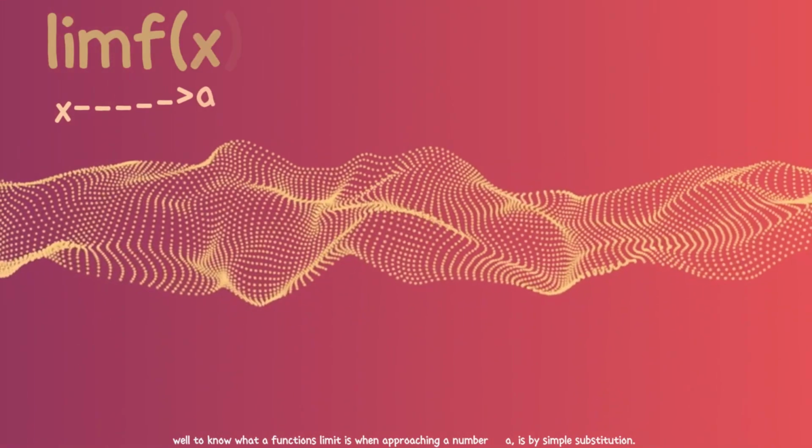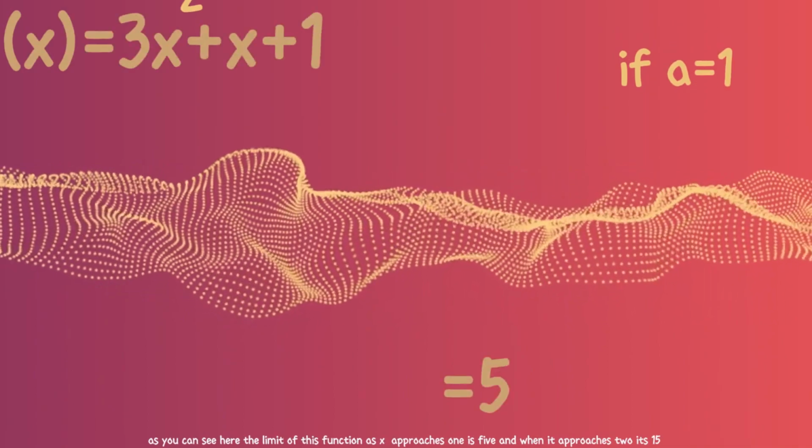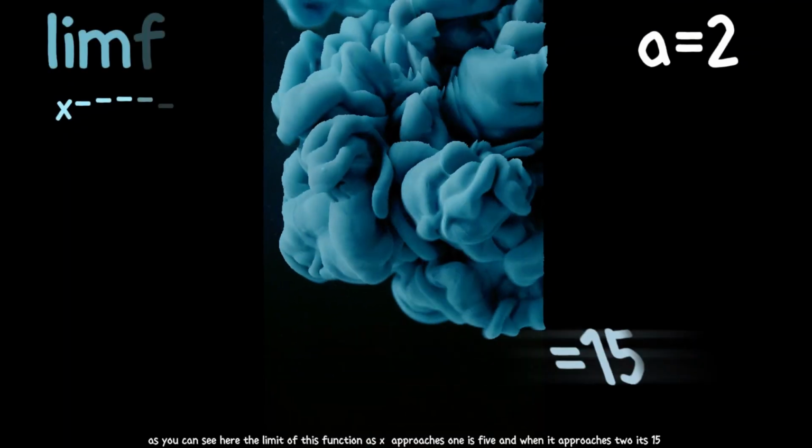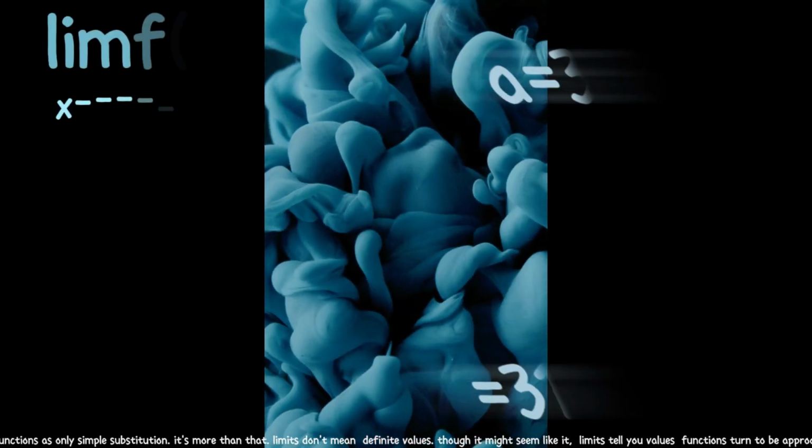Well, to know what a function's limit is when approaching a number a is by simple substitution. As you can see here, the limit of this function as x approaches 1 is 5, and when it approaches 2 it's 15. And at 3 it's 31, and so on.